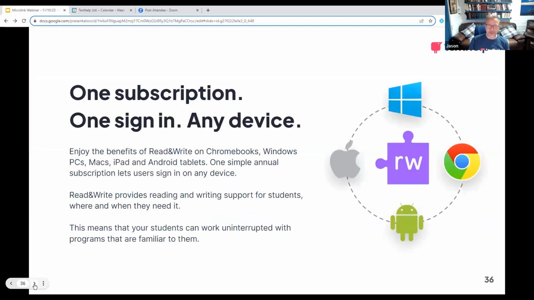We have study tools. The good thing about Read and Write is it's one subscription, one sign-in, and it can be used on any device. So it doesn't matter if you're using a Windows device at home and a Chromebook in the classroom, Read and Write is there to support you.